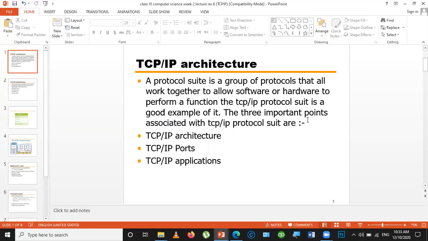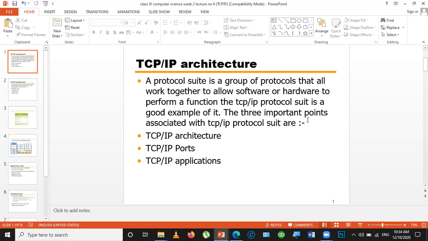Communication between computers on a network is done through protocol suites. The most widely used and most widely available protocol suite is the TCP/IP protocol suite. TCP/IP is an industry standard suite of protocols designed for local and wide area networks.